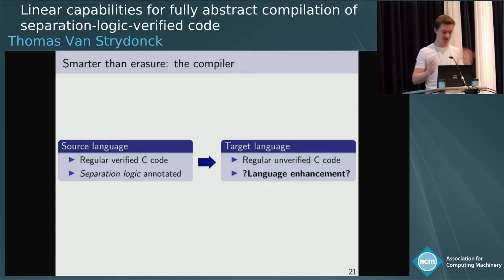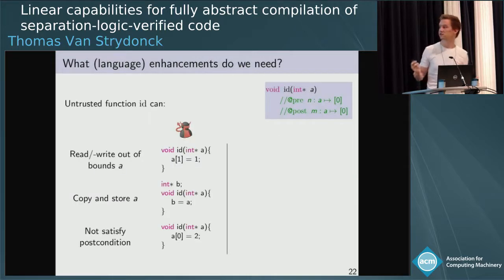So to reiterate, we have regular verified C code. We want to do better than just erasing contracts. We want to securely compile it. And to do this, we're going to need some kind of language enhancements in the target language that we're going to compile to. And now the question is, what are the language enhancements that we need in this case?